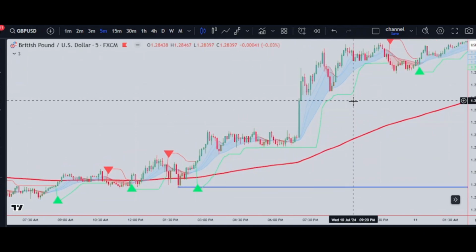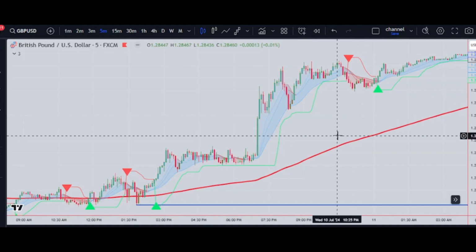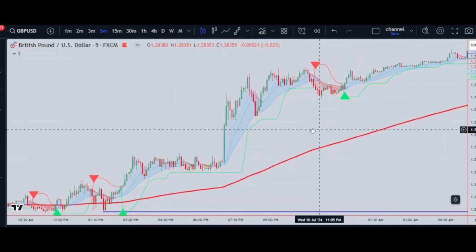I would like to suggest you to keep a very strict risk to reward ratio. If you go above 1 is to 1.5 or 1 is to 2, the profitability will decrease and you might end up losing a winning trade. So keep your risk to reward ratio in a very fixed position so that your profitability increases.